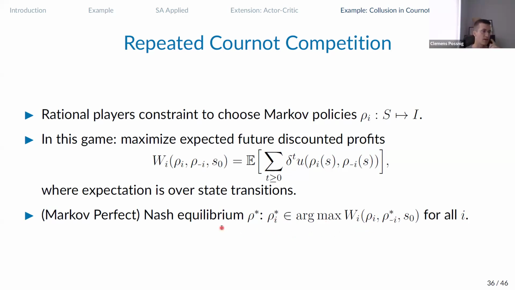And notice that Markov perfect Nash equilibria are Nash equilibria of the whole repeated game, allowing for any history-dependent strategy. As long as your opponents are playing Markov strategies, there is a best response for you to also play a Markov strategy. So this is a general Nash equilibrium of the repeated game.